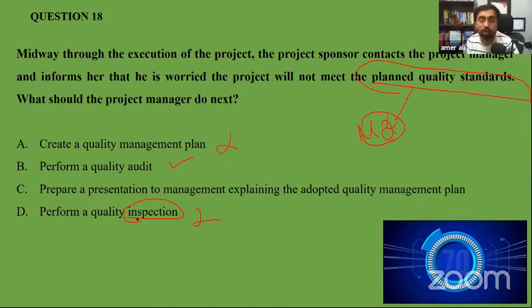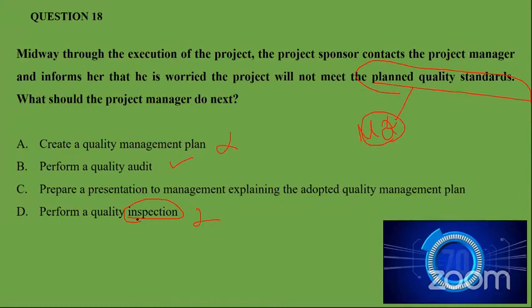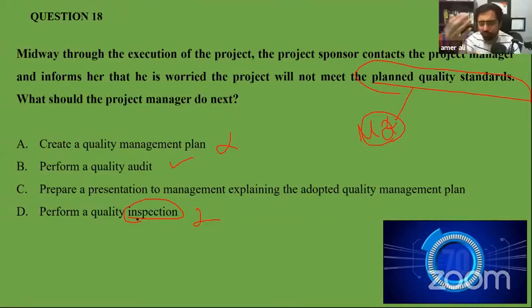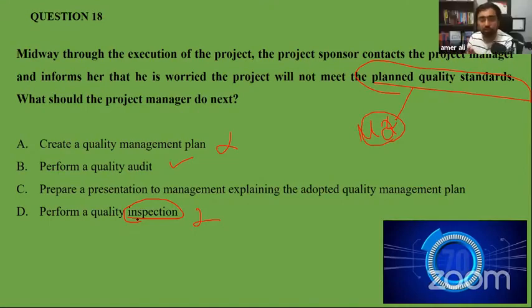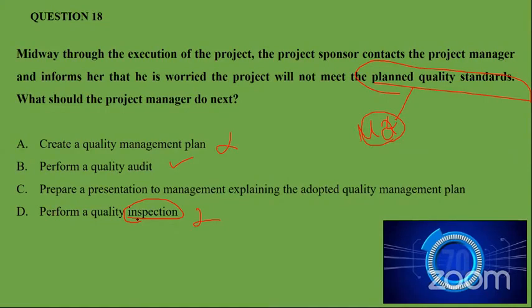Okay, so after completing the deliverables, what quality checking should be performed? We do a quality inspection. We do the inspection to see whether the deliverable meets the quality management plan or not. Okay, inspection is at the end. Right? Inspection is the tool for control quality. Audit is the tool to manage quality during the work. Okay. Thank you. Yes, Gaurav?